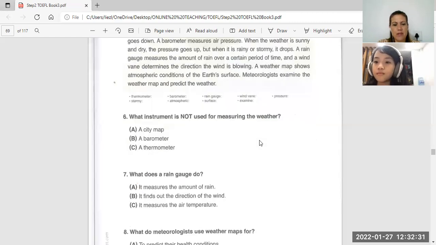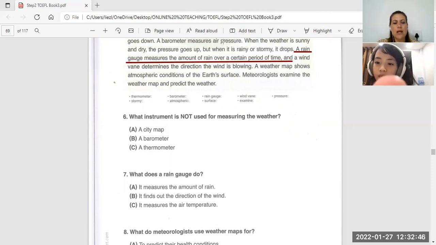Okay. What does a rain gauge do? A, it measures the amount of rain. B, it finds out the direction of the wind. Or C, it measures the air temperature. It measures the amount of rain. Yes, there we go. It measures the amount of rain.